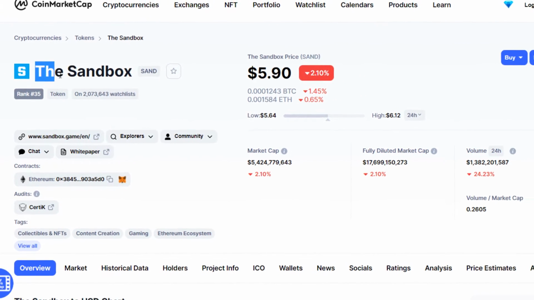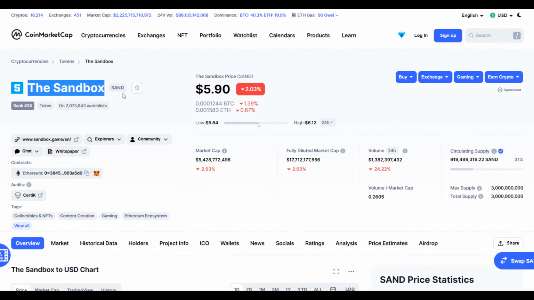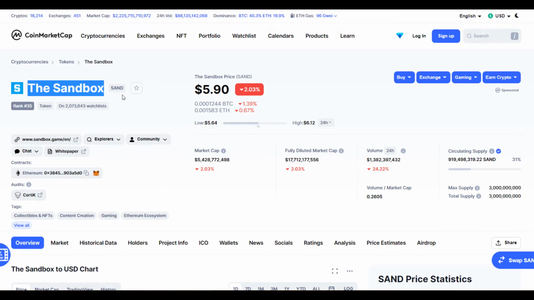In this video, I'll talk about the Sandbox SAND ticker and give you all the support, resistance, patterns, and targets and all the technical stuff that you have been looking for.